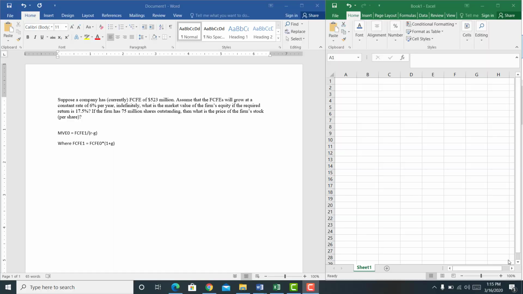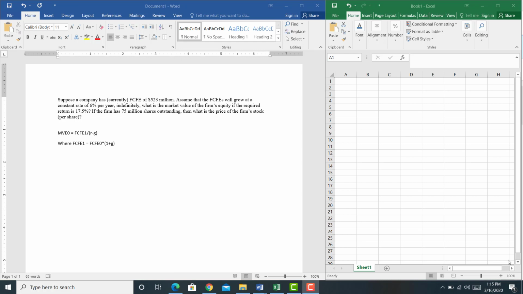Okay, here's the second valuation problem. Suppose a company has current free cash flow to equity holders of $523 million. Assume that the free cash flow to equity holders will grow at a constant rate of 6% per year indefinitely. What is the market value of the firm's equity if the required rate of return by shareholders is 17.5%? And then I ask, if the firm has 75 million shares outstanding, then what is the price of the firm's stock per share?